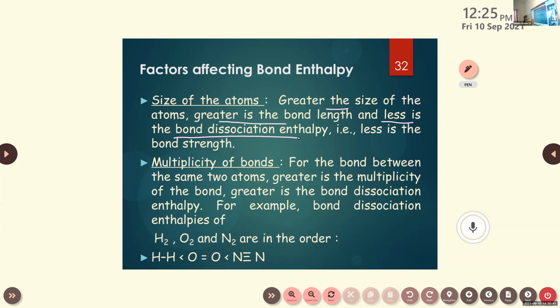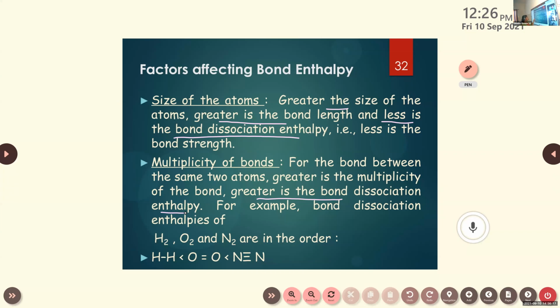And the second one is about multiplicity of bonds. For the bond between the same two atoms, greater is the multiplicity of bond, greater is the bond dissociation enthalpy. In terms of bond length, we have discussed that if multiplicity of bonds increases, bond length decreases. But here it is directly proportional. That means if multiplicity of bonds increases, the bond dissociation enthalpy also increases. It will be very difficult to break a double bond compared to a single bond, and a triple bond compared to a single bond.